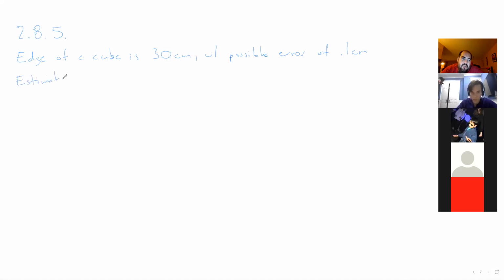Estimate percentage error of what? Nearest 100 in computing the volume of the cube and the surface area of the cube. So percentage error is volume and surface area, right? Yeah. All right, so let's do volume first.